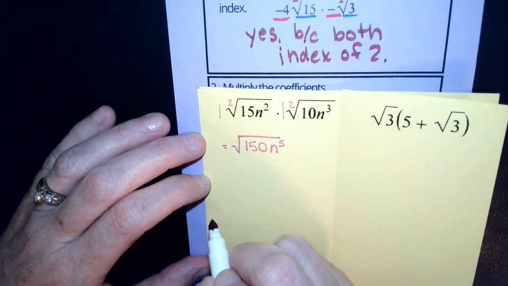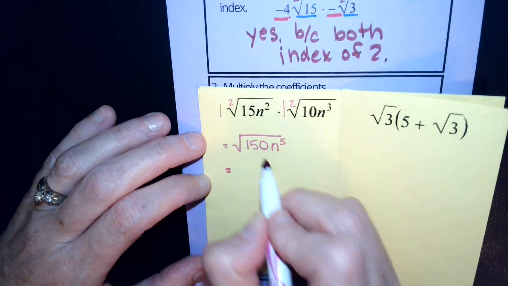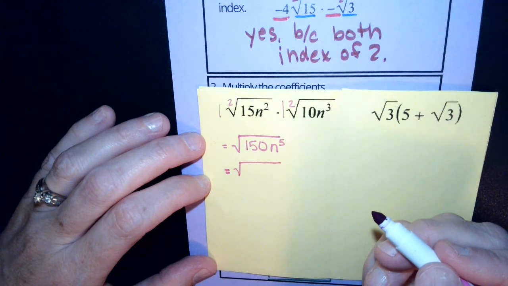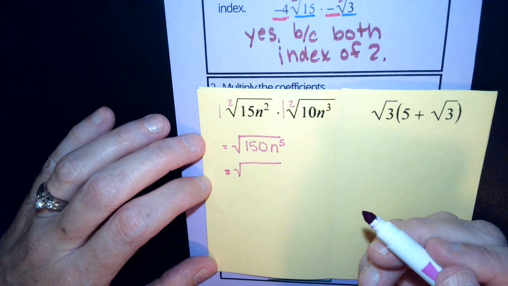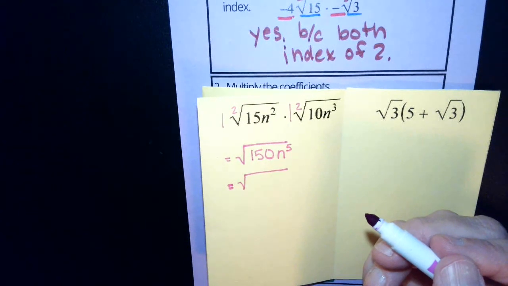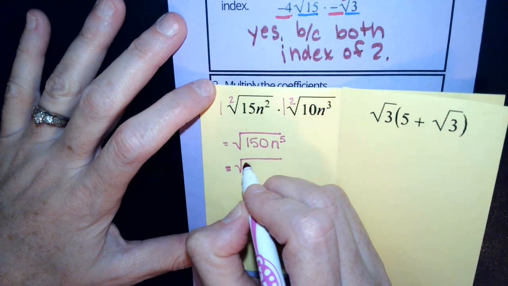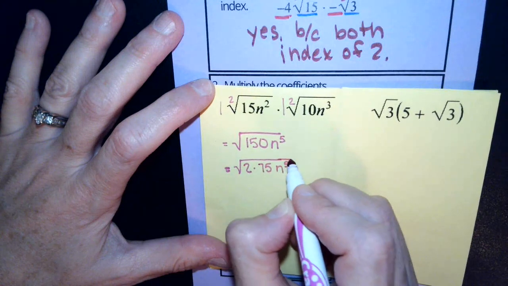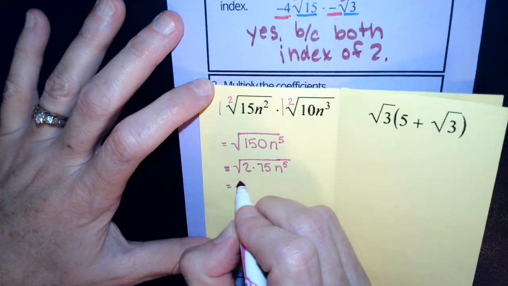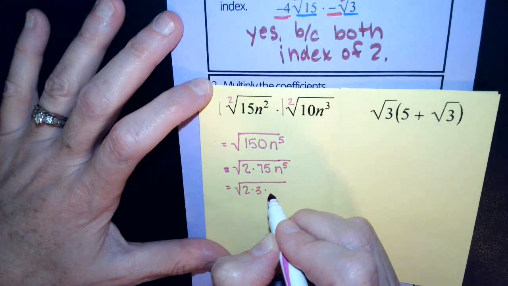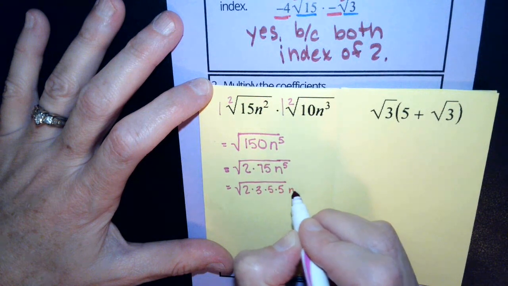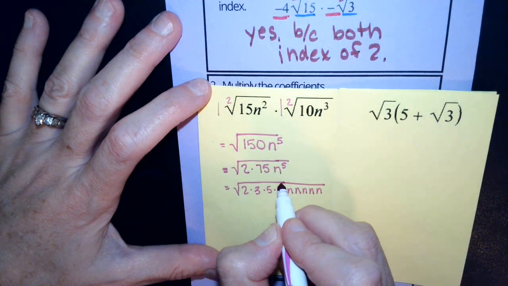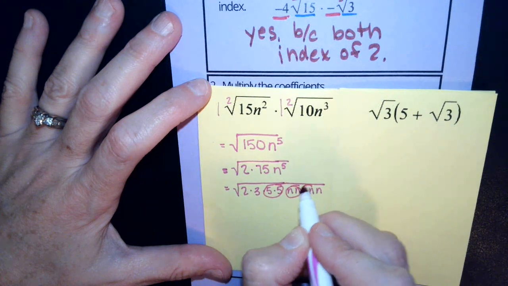Okay, so now I need to simplify this big number. Well, 150 is even, so I'm going to divide it by 2 because I'm wanting to get to a number that is less than 100 so that I can use my prime factorization reference foldable. So then we have 2 times 75, and then I have n to the 5th. So if I expand this out, I have 2 times 3 times 5 times 5, and then I have 5 n's. Okay, so I circle the pairs that I have. I have a pair of 5s, a pair of n's, and another pair of n's.